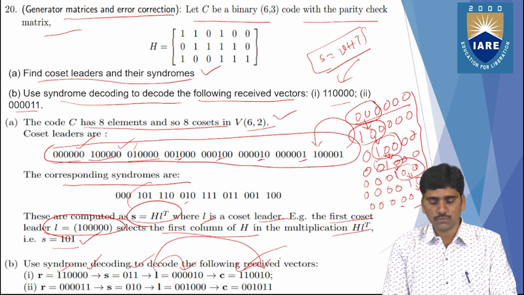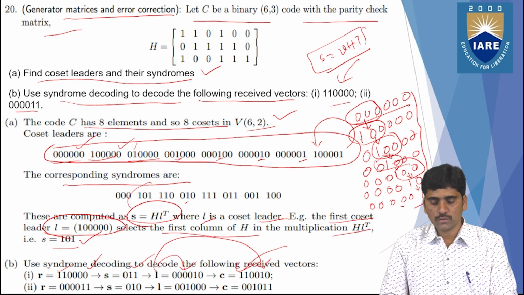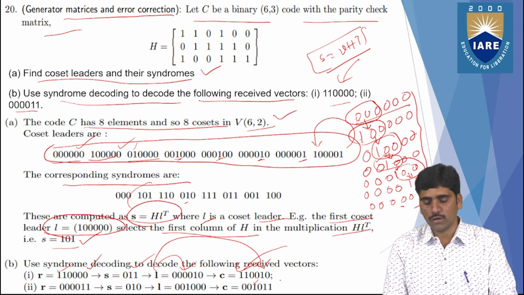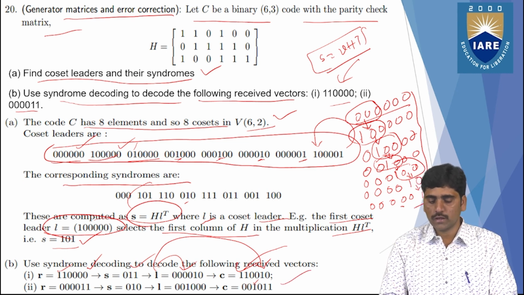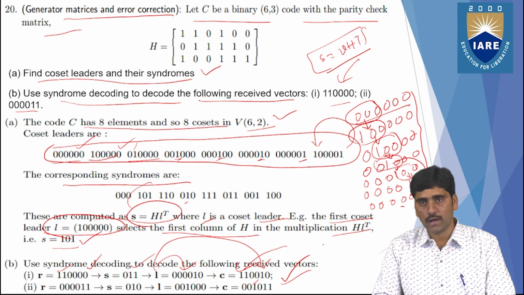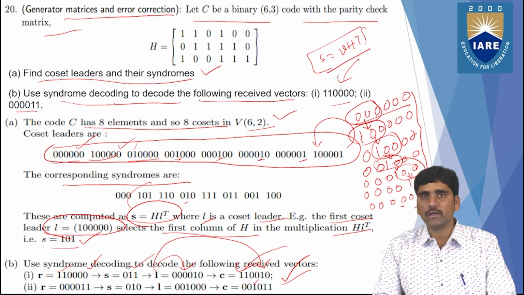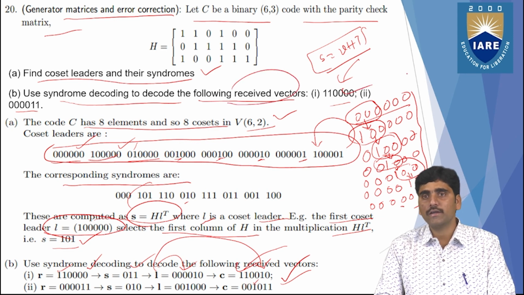And similarly for this one, we are going to add this 010. So the 1 is added here, and 001000. So the 1 is going to be in the second place, third place. So 001 and 011. Like this, the vector is added. So by using syndrome decoding, we can decode the following received vectors.